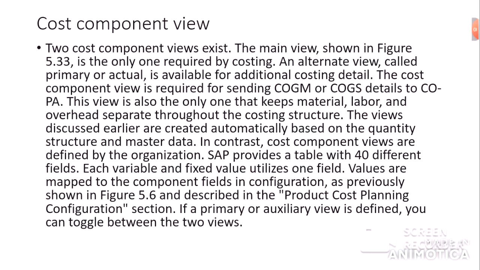The views discussed earlier are created automatically based on the quantity structure and master data. In contrast, cost component views are defined by the organization. SAP provides a table with 40 different fields. Each variable and fixed value utilizes one field. Values are mapped to the component fields in configuration as previously shown in the figure and described in the product cost planning configuration section. If a primary or auxiliary view is defined, you can toggle between the two views.